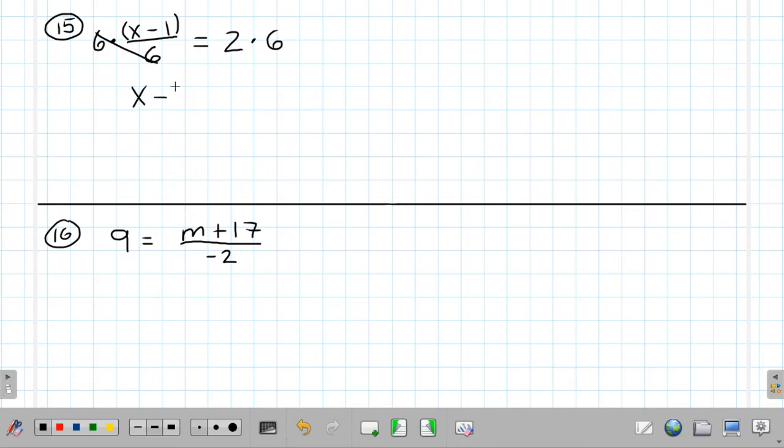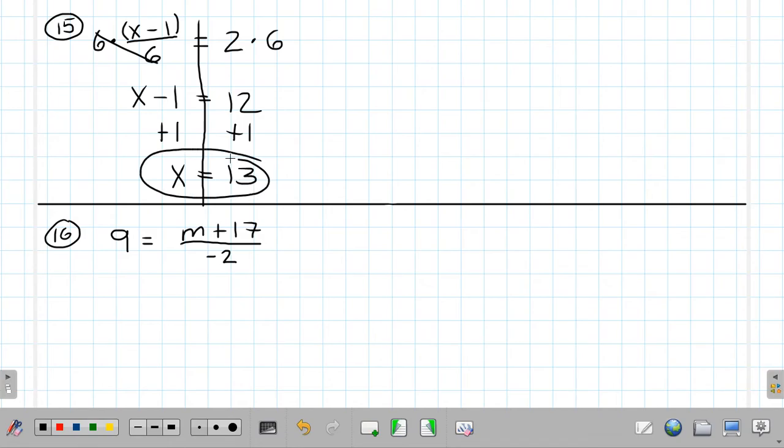And once again, the whole point here is to get rid of that. So we get x minus 1, which is what's on top, is equal to 12. And like I said, still do the line there if you need to. And now, after we do that, that was the first step of the equation. Now we just have one more step, which is just simply add 1. So x in this case is 13.